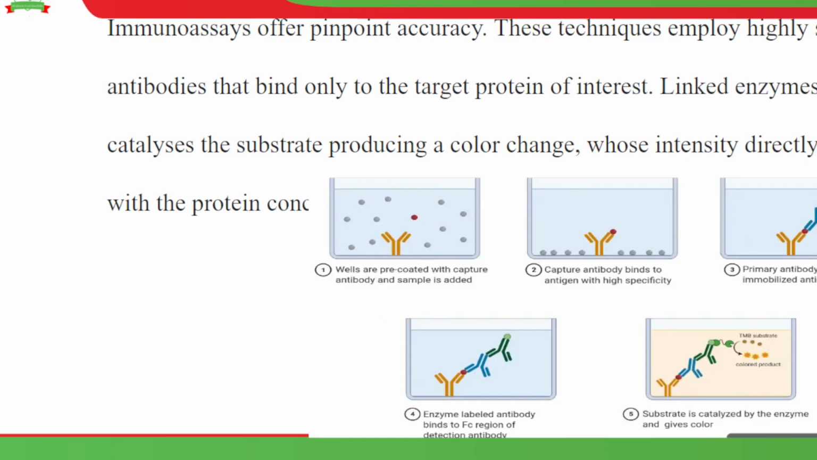And right here, the immunoassay offers pinpoint accuracy. It is very accurate, and these techniques employ highly specific antibodies. So they use antibodies that are very specific and bind to the particular protein, maybe albumin, and then they form a reaction or change, and then the color intensity is measured, and we get to know what it is. So the color intensity now will correlate with what? With our protein concentration.